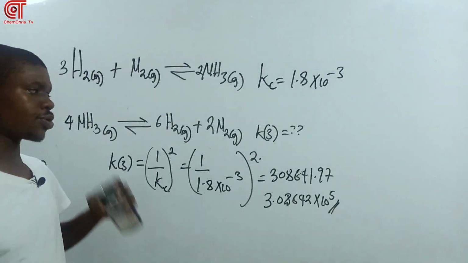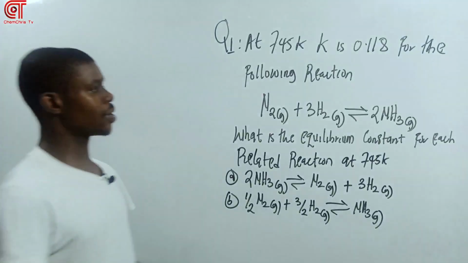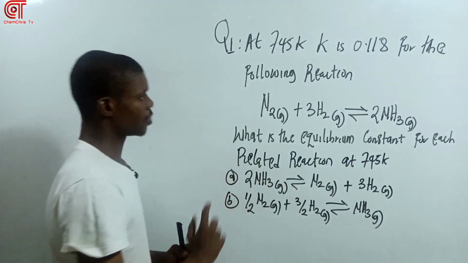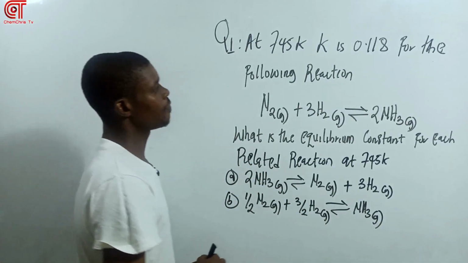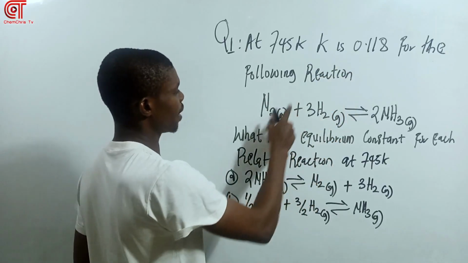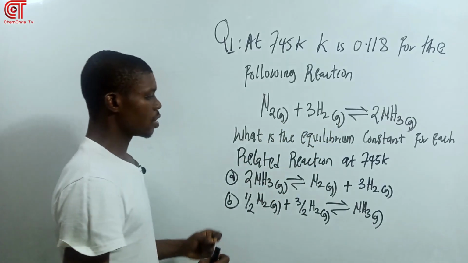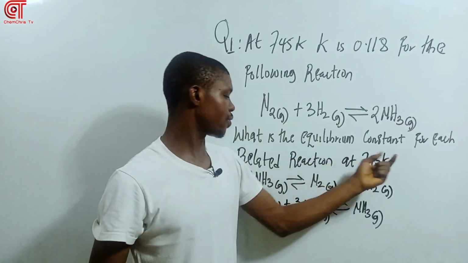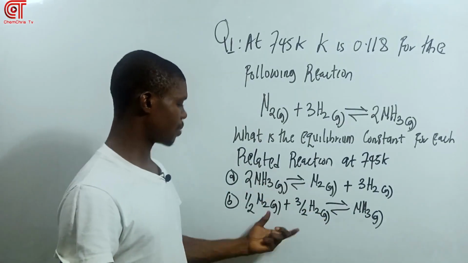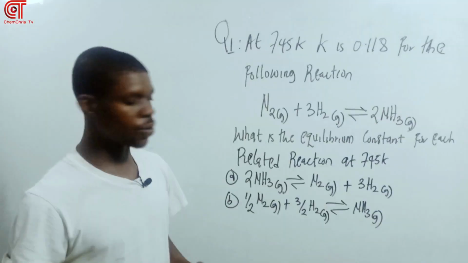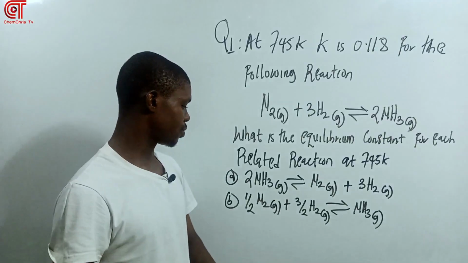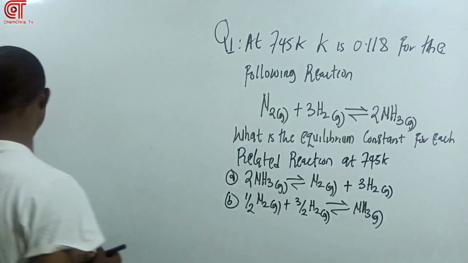So now let's look at some real problems. Do you get that? Let's look at a typical exam question. This is just the way you are going to see it in your exam. At 745 K, Kc is 0.118 for the following reaction. Look at the reaction here. Now they are asking what is the equilibrium constant for each related reaction at the same temperature. Here we have the first one, here we have the second one. We really want to calculate the Kc for this reaction using this particular one. So let's look at the solution here.